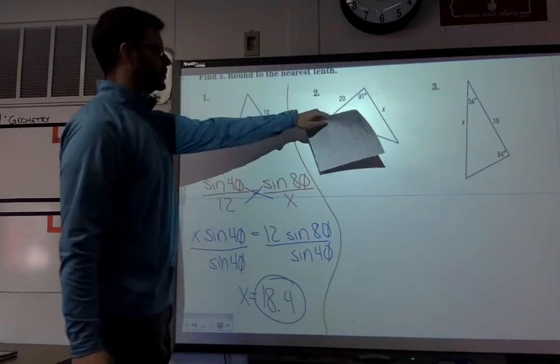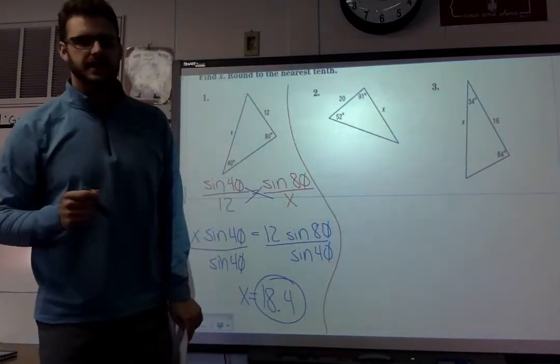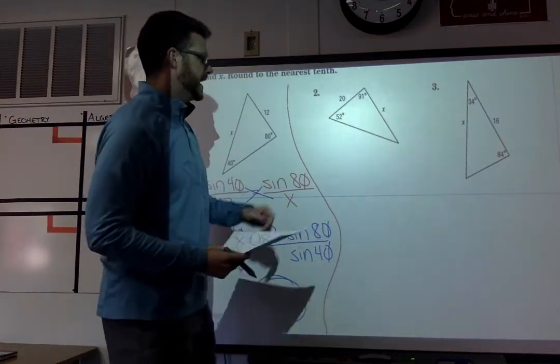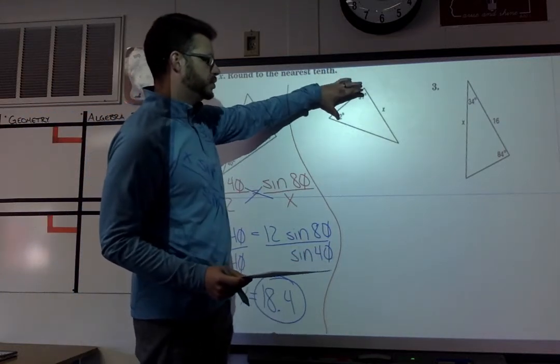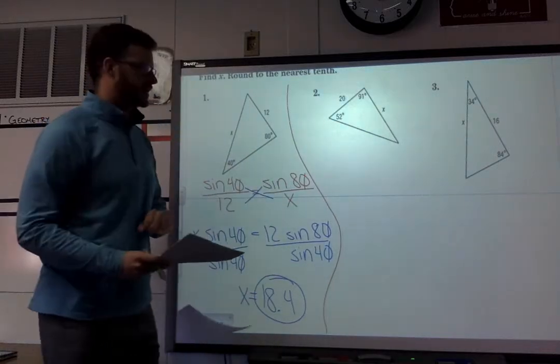So for number 2, again, we're given 2 angles. In order to use the law of sines, you always need to have at least 2 angles and the lengths of the sides that are opposite them.